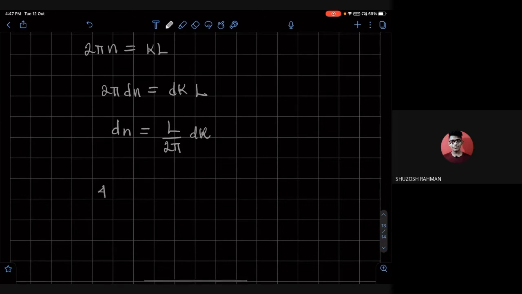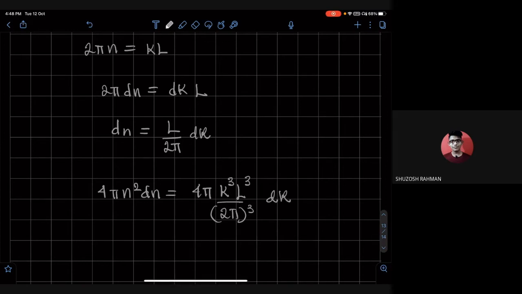So our number of points within a shell, which is 4 pi n squared dn, becomes 4 pi. Now we replace the value of n here, so it's going to be k squared L cubed divided by 2 pi cubed dk, right? Sir, I think it's just k squared. Yeah, it's k squared. Sorry. All right, cool.